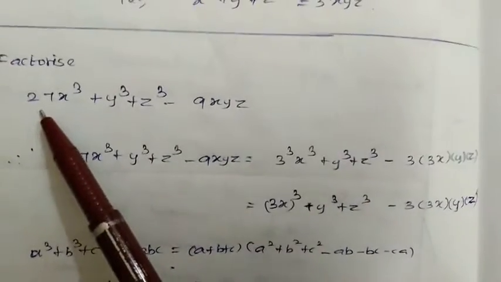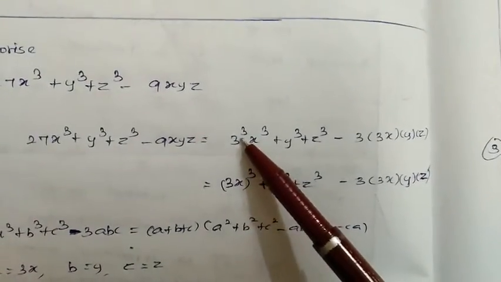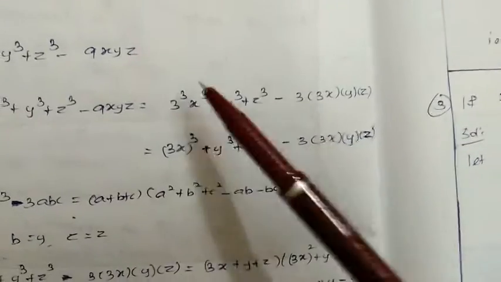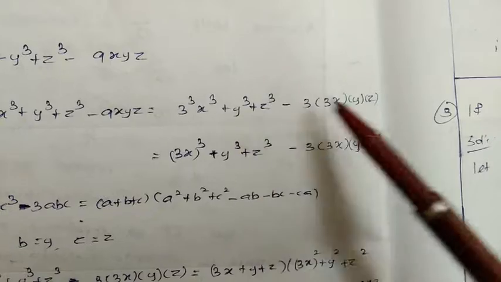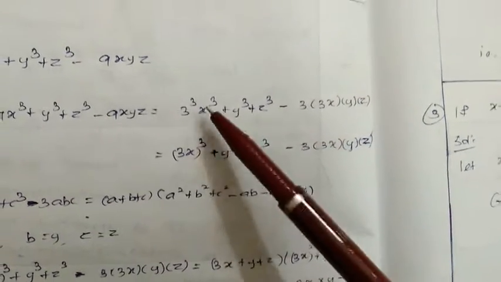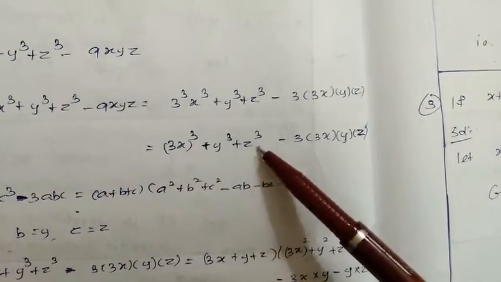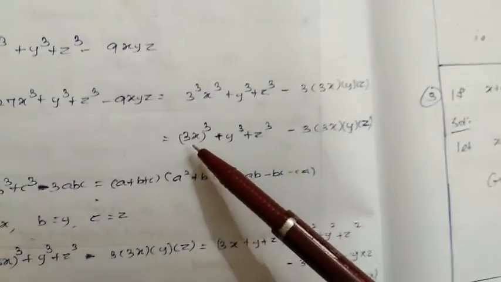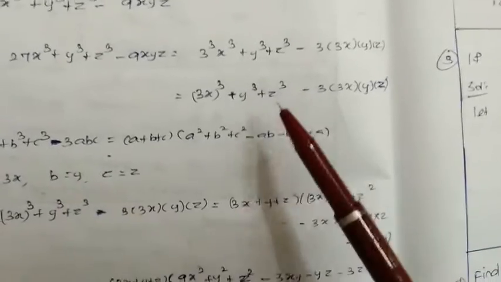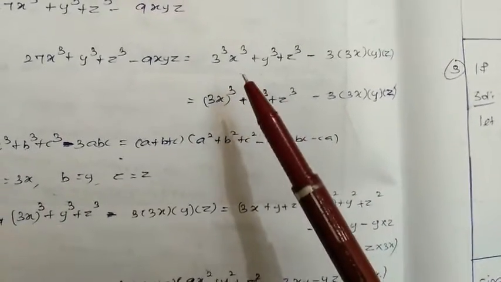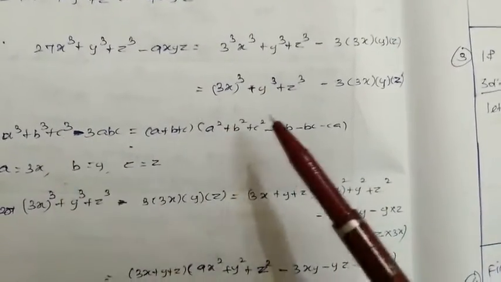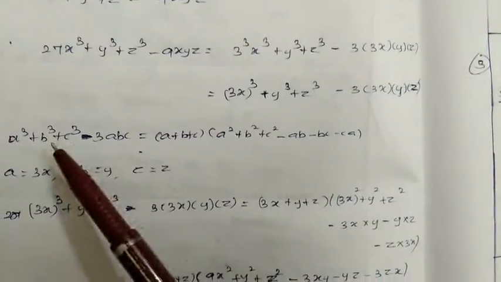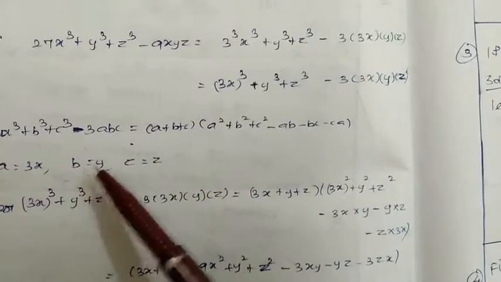Here 27 is a perfect cube number, so we can write 3 cube, and here we can split 9 as 3 into 3. So we can write 3 into 3x into y into z. So now 3x whole power 3 plus y cube plus z cube minus this. We can consider this as the identity a cube plus b cube plus c cube. The problem is given in x, y, z, so I change this to a, b, c. So now a equal to 3x by comparing this, b equal to y and c equal to z.